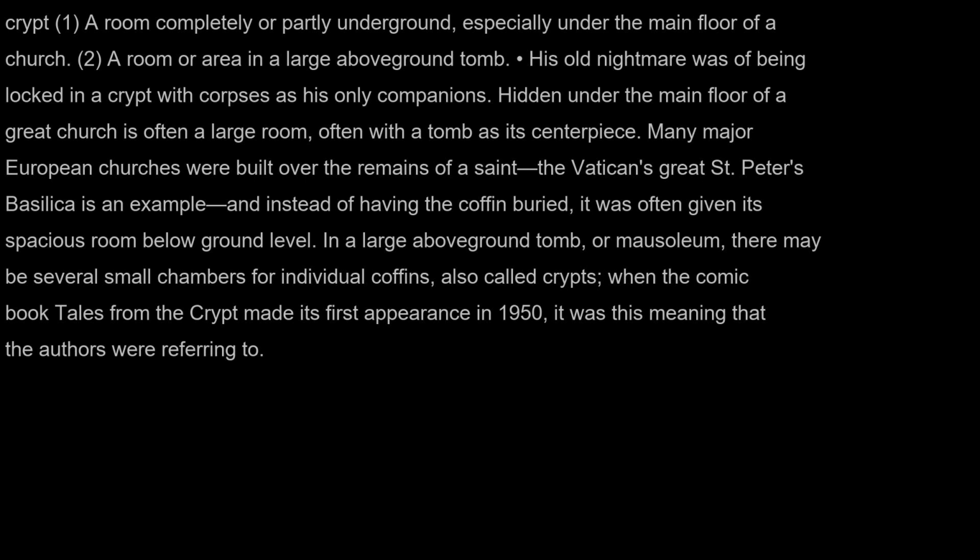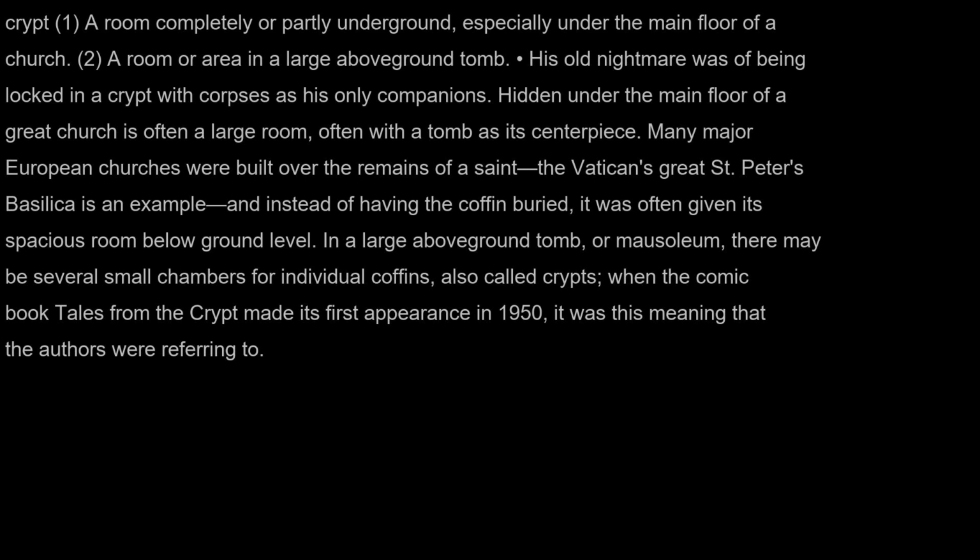Hidden under the main floor of a great church is often a large room, often with a tomb as its centerpiece. Many major European churches were built over the remains of a saint. The Vatican's Great St. Peter's Basilica is an example, and instead of having the coffin buried, it was often given its spacious room below ground level.